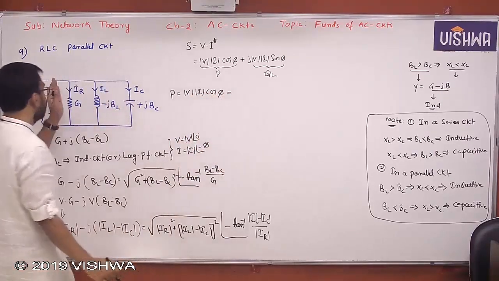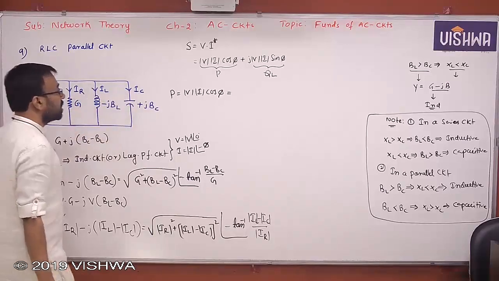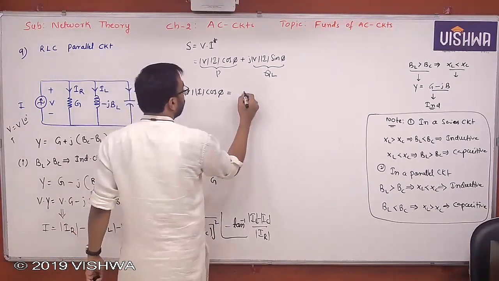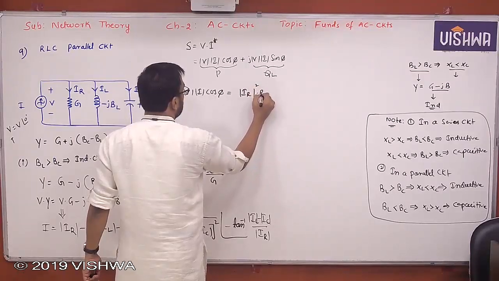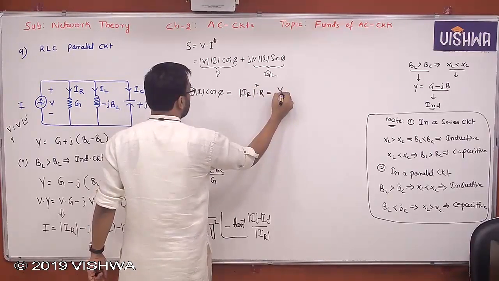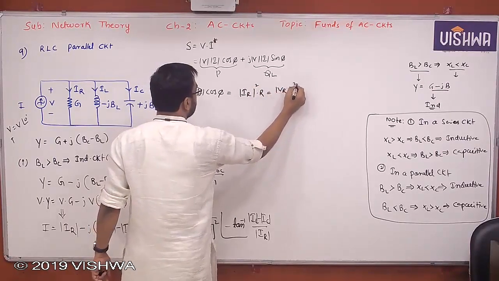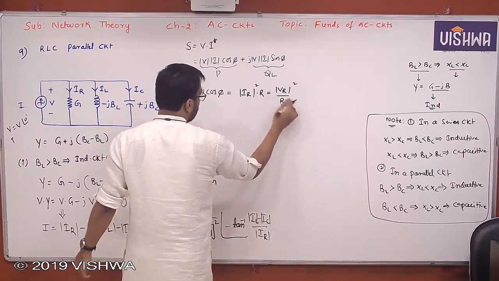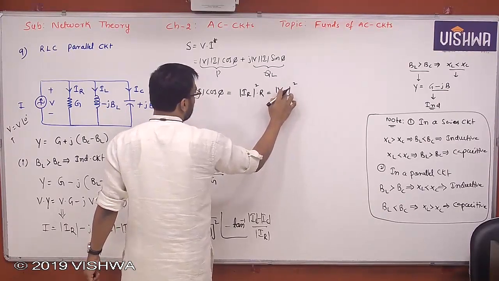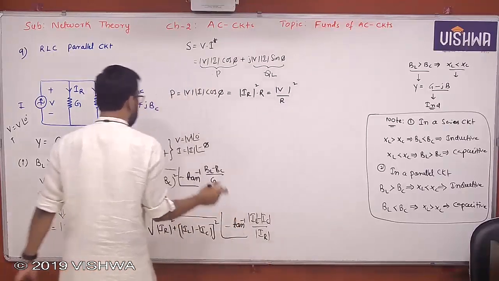But the active power consumed by the load or by the resistor, you can write now as IR square into R or VR square by R. In this context, VR and V both are the same. Yes or no, all of you? Okay, because it's a parallel circuit. So VR and V both are the same.